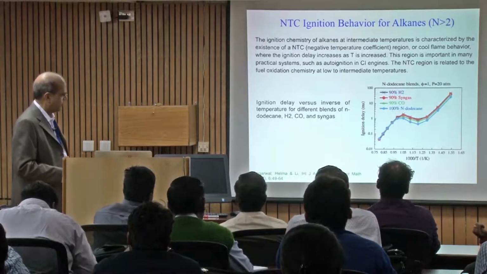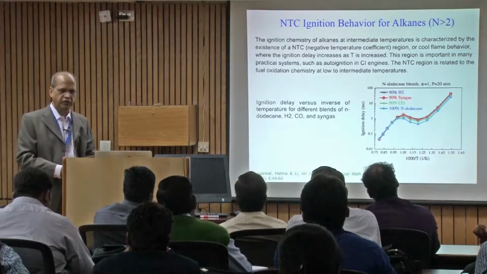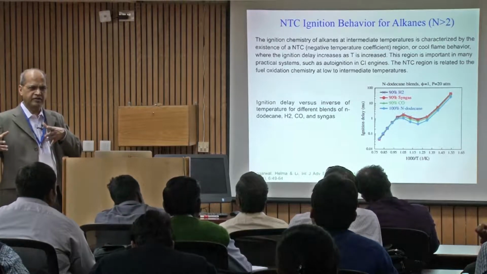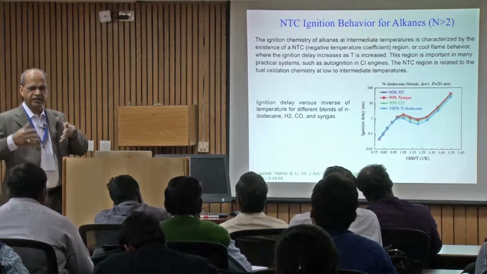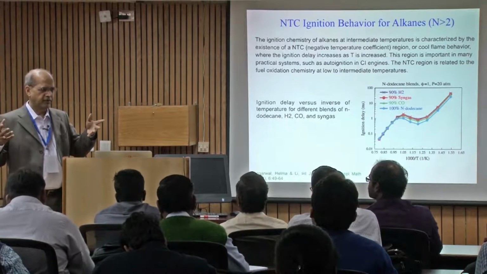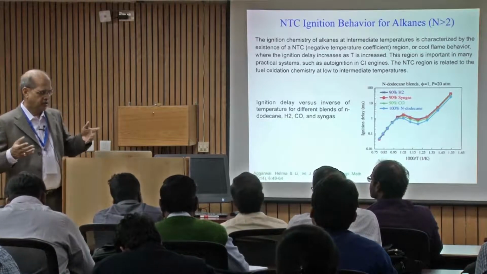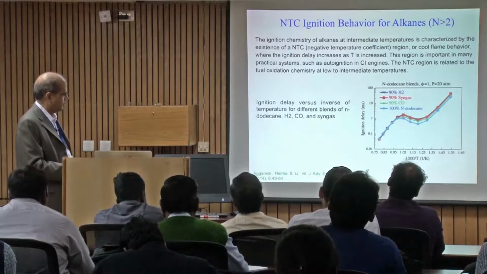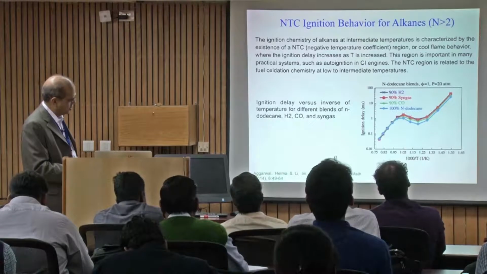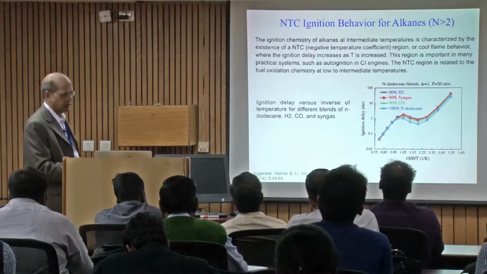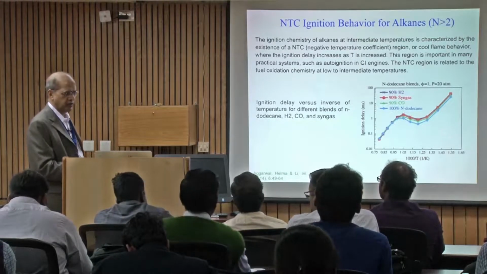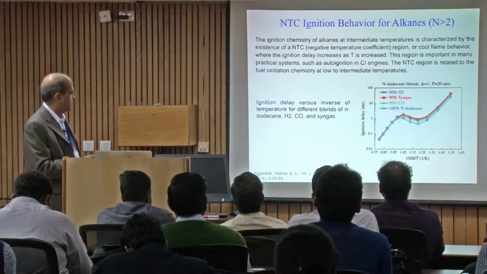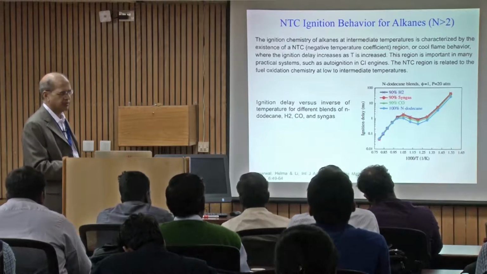Normally, if you take a fuel-air mixture and you decrease the temperature, ignition delay will increase. That's the normal behavior. It will take longer to ignite. But there is an intermediate temperature, around 800 degrees, where as you decrease the temperature, ignition delay becomes lower. This is a well-known phenomenon called the NTC, negative temperature coefficient, region.